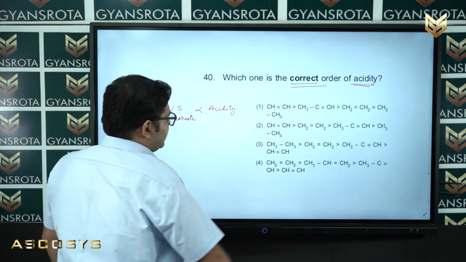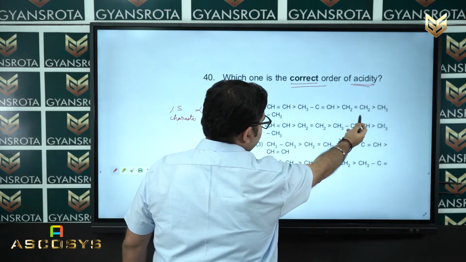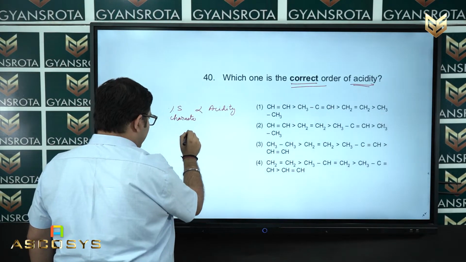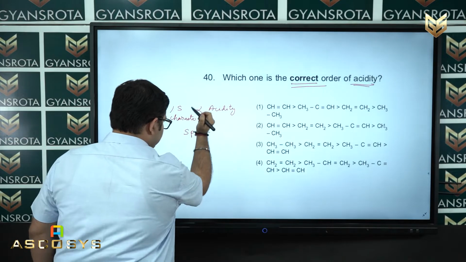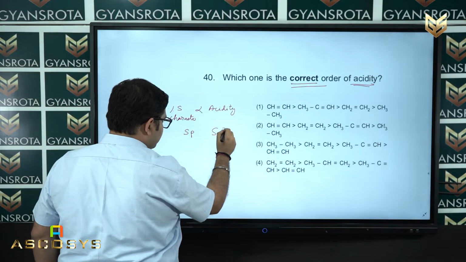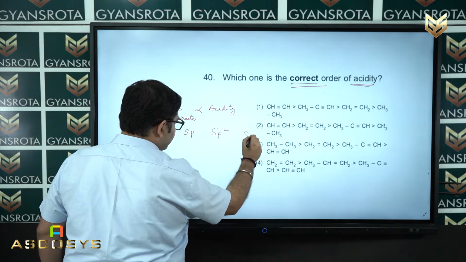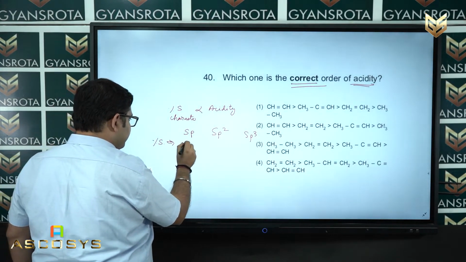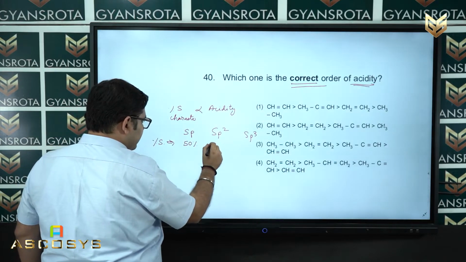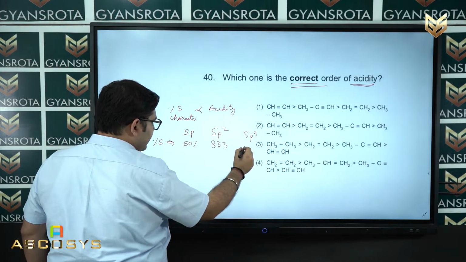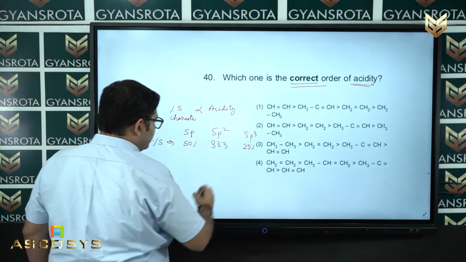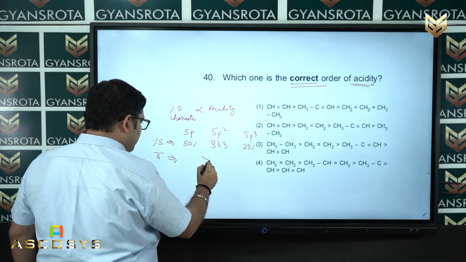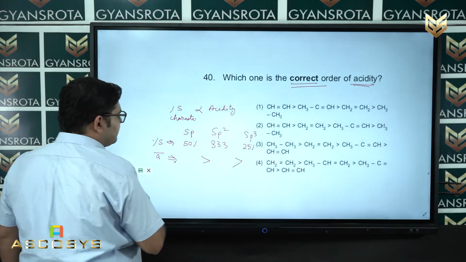Now, if you see, this is an alkyne, this is also an alkyne, this is an alkene and this is also an alkene. So, the hybridizations are sp, sp2 and sp3. The percentage of s character here is 50%, sp2 is 33.3% and here it is 25%. So, if I am asking which one is more acidic, your sp will be more acidic than your sp3.